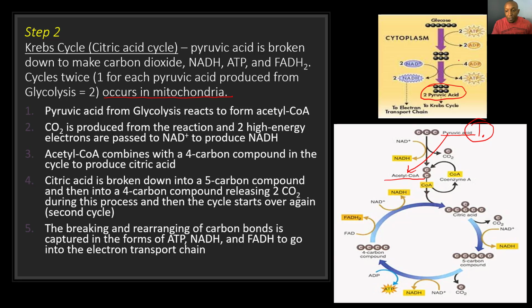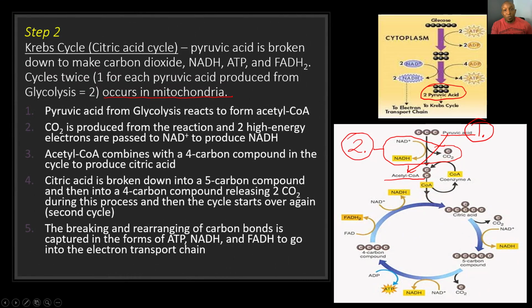So let's take a look at that. Here's that carbon dioxide that is produced from that reaction, and then here's that NAD+ that's actually turned into NADH when it carries those high energy electrons. And that's the second step of the Krebs cycle.